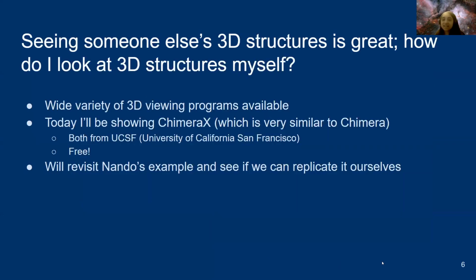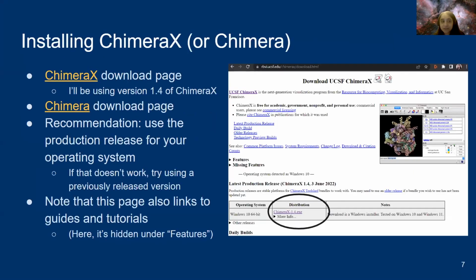So seeing someone else's 3D structures is great. How can I look at some of these structures myself? There are actually a large number of 3D viewing programs available. Lots of them are free to use. Today I will be showing ChimeraX, which is very similar to Chimera. Both of them are from the University of California, San Francisco, and both of them are free. And I wanted to show that we can replicate someone else's example, and then later on, for our own systems, use what we learn from replicating this example to examine those 3D structures.